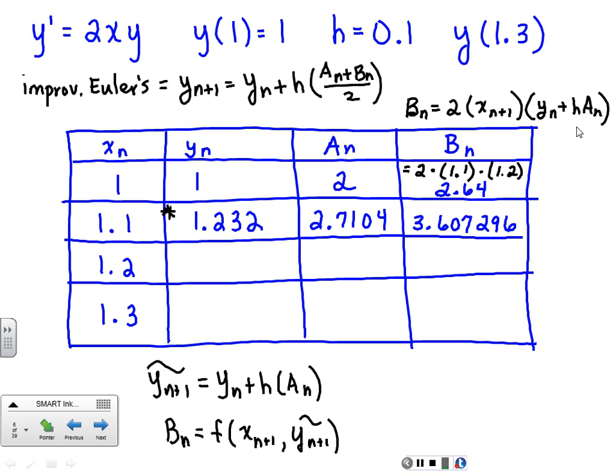Oh, okay, we got a couple more times to go here. Let's see what we got. Y sub n, that's the next time we do modified Euler. So I'm going to go backwards with my calculator. I think it'll be better. So I'm going to average a sub n and b sub n, divide those by 2.